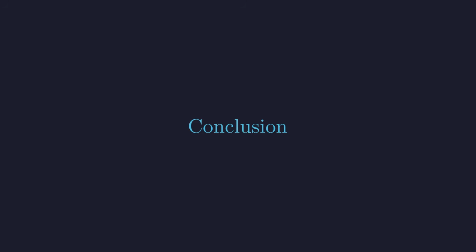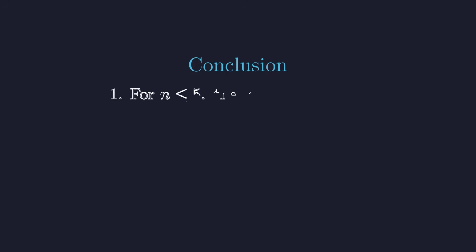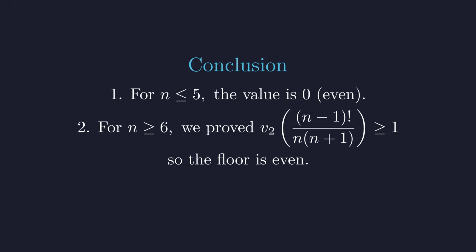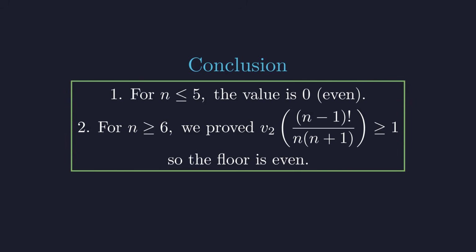So let's step back and see what we've accomplished. We tackled this problem by splitting it into two cases. For small values of n, the expression is less than 1, so its floor is 0, which is even. For larger values, we use this elegant argument about counting factors of 2 to show that the expression always has enough factors of 2 to guarantee an even floor. And that's our proof. Pretty neat how the structure of factorials and this careful counting of factors of 2 came together to solve the problem.